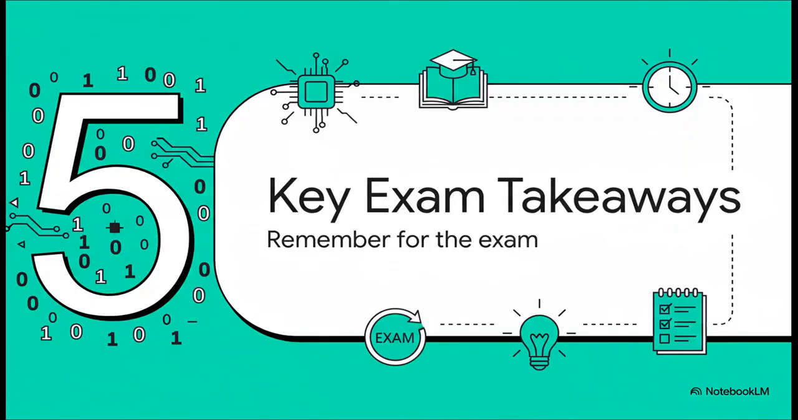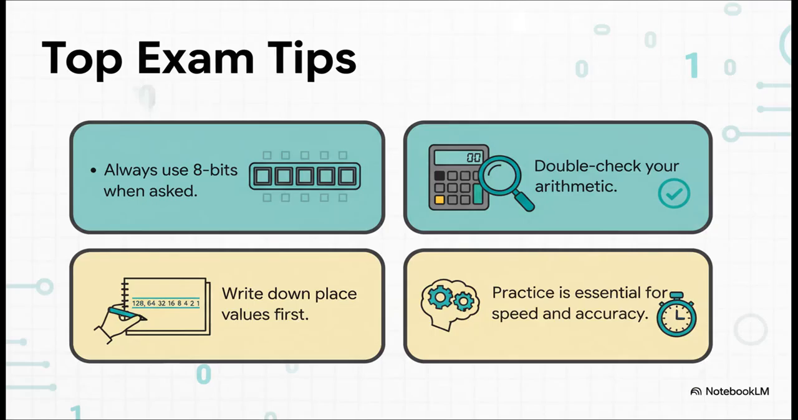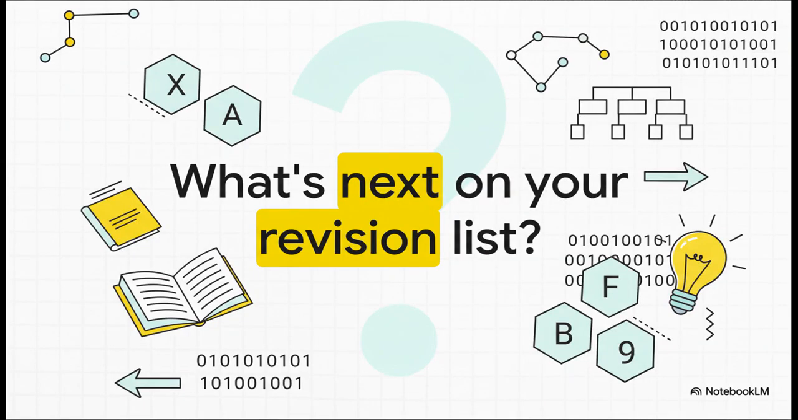So what's the big takeaway from all this? Let's do a quick recap of the key things you've got to remember when you're sitting in that exam hall. Right, these points are absolutely vital. Always use 8 bits if the question asks for it. You don't want to lose a mark for a silly mistake like that. Double check your addition and subtraction. It's so easy to make a small error under pressure. I always recommend writing your place values down first, just like we did. And practice makes perfect. Getting your head around number bases is a huge foundation for so many other topics on the paper.